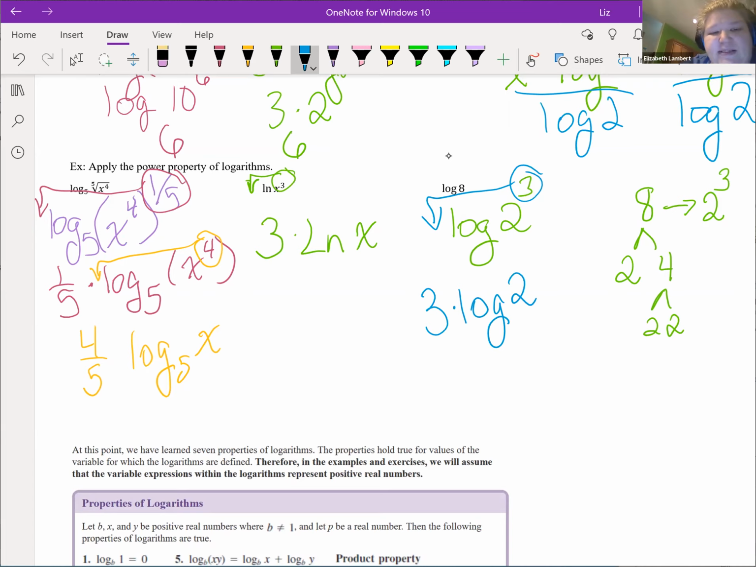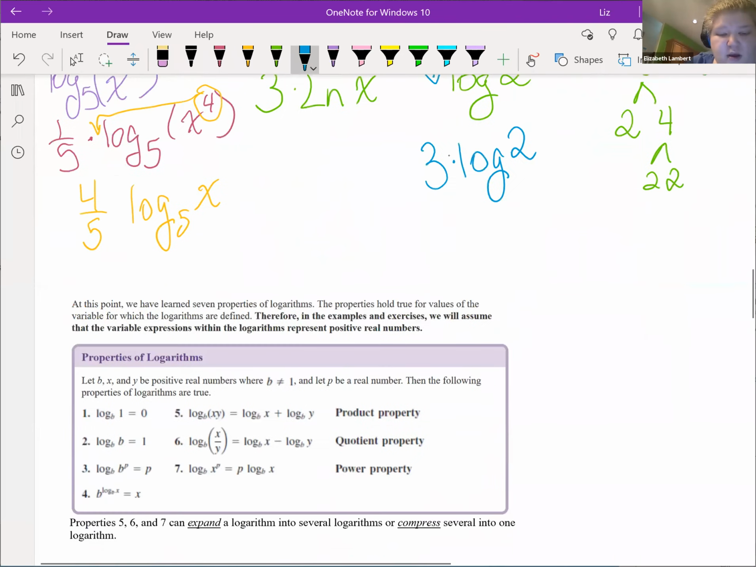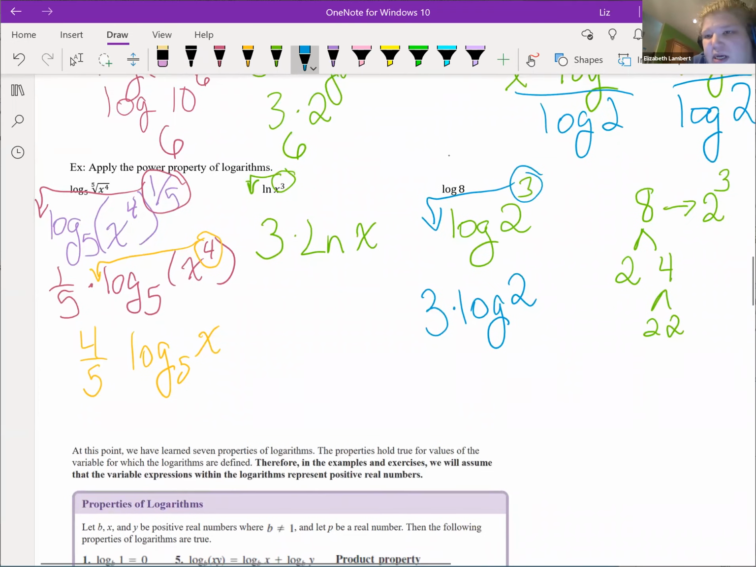So the base that the log is of does not have to match the base inside it. If they match, then you get to simplify stuff. But if not, you can still make use of this property. All right, so stop that one.